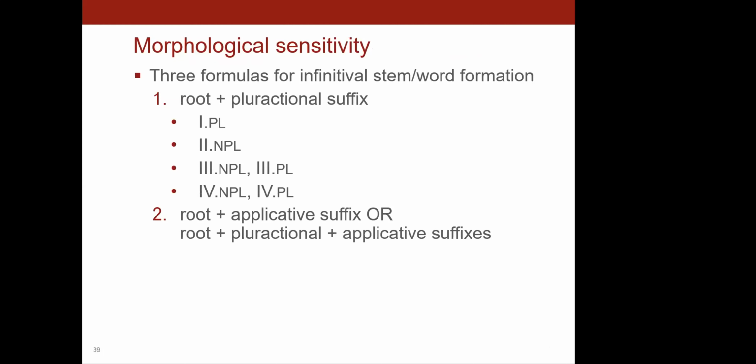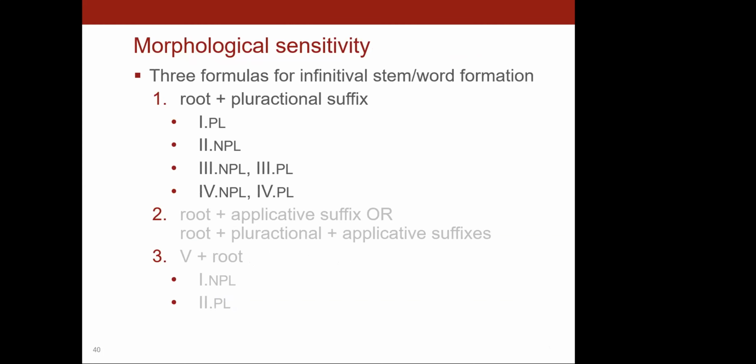A root can also be affixed with an applicative suffix. The applicative agrees with a benefactor or a dative argument or a causee argument with the verb. And so the root can be affixed with the applicative suffix, or it could be affixed with both the pluractional and the applicative. Finally, there's the third way to form an infinitival verb, and that is by prefixing a thematic vowel before it. So these roots of these two subclasses, subclass 1 and subclass 2, take a vowel that precedes it, and it's this vowel that triggers the phonological reduplication.